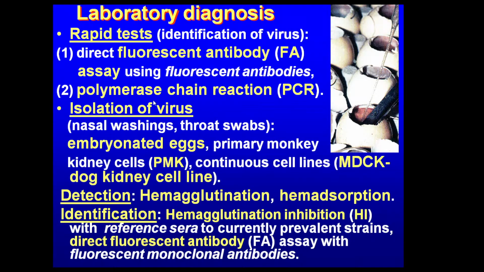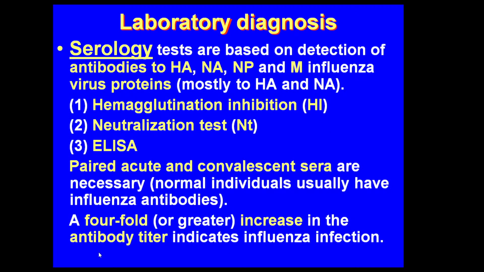Then apart from rapid tests, the influenza can be easily isolated, and usually we use chicken embryo for isolation, or quite often we may use now a special continuous cell line that is called MDCK, this dog kidney cell line. And then when we isolate the virus, detection is performed by hemagglutination and adsorption, and identification of the virus is performed by hemagglutination inhibition assay with a known panel of antibodies and direct fluorescent antibody assay, also with fluorescent monoclonal antibodies.